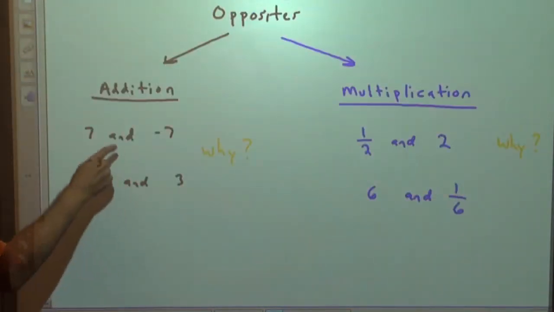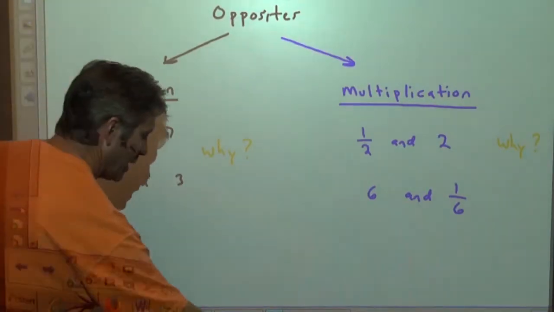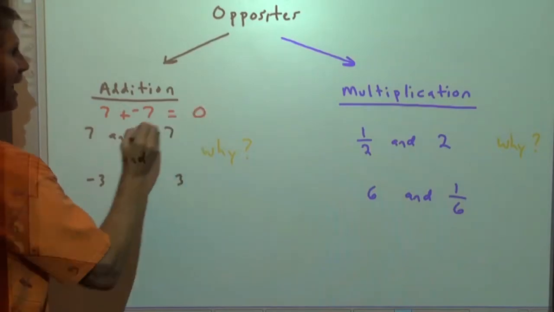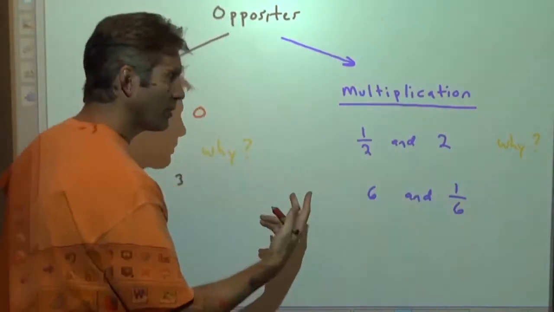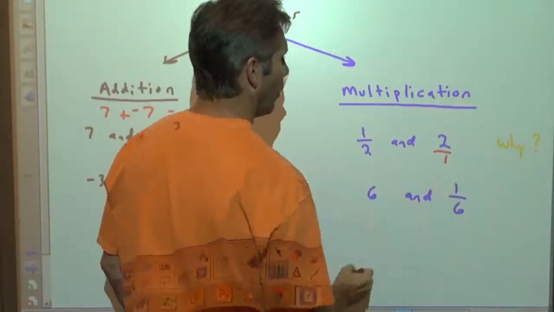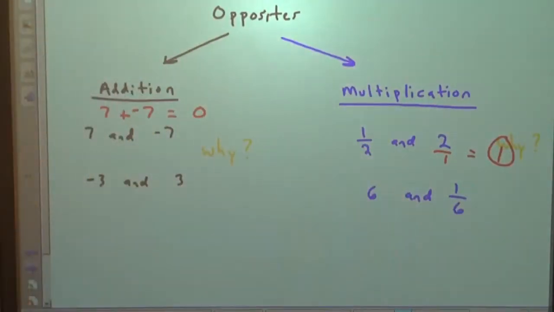Why are 7 and negative 7 opposites of each other? In addition, it is because 7 plus negative 7 gives you that additive identity of 0. Why is it that 1/2 and 2 are inverses under multiplication? That's what we call opposites, recall, under multiplication. Well, because if you multiply them together, it gives you 1, which is the multiplicative identity.